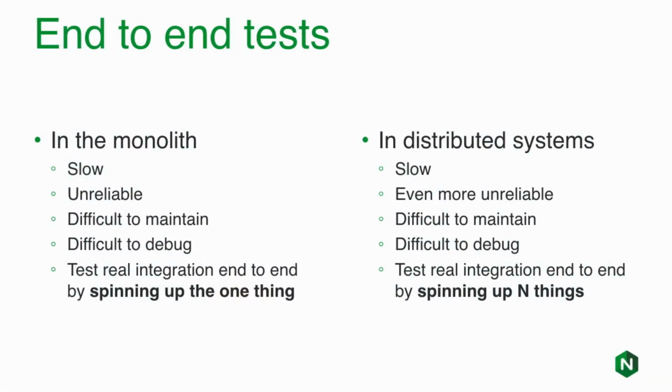But how are each of these tests behaving in monoliths versus microservices? Let's do an analysis. In the monolith, let's start with end-to-end tests. They're slow. They are unreliable, or flaky, as we like to call them. They are difficult to maintain because very little changes in the UI might make your test break. They're difficult to debug. An error that manifests in a UI test or an end-to-end test might be caused by many different things, so it's difficult to get to the root cause.